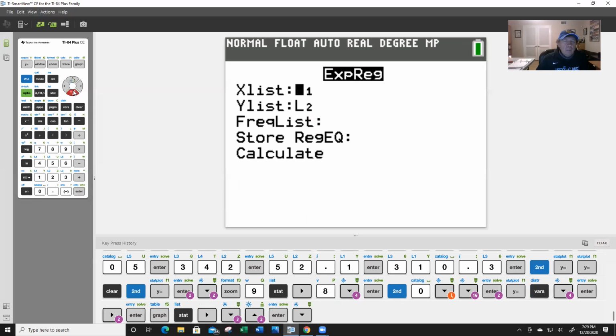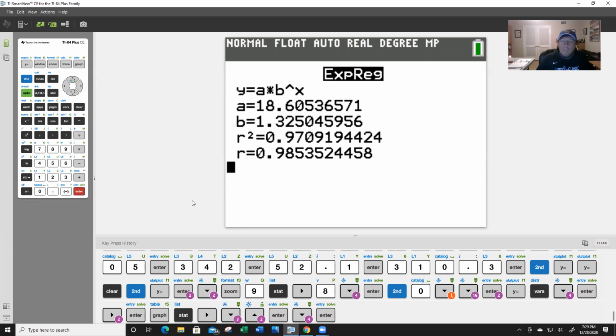Okay, L1, L2. And let's see if I can get an R squared higher than 0.972. I did. I got... I think I did. Yeah, I got 0.9... No, it's really close. 0.971. Very similar. 0.971.